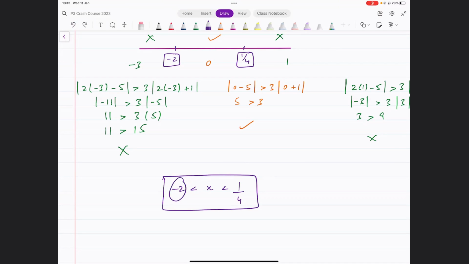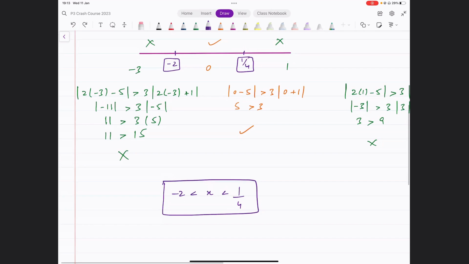So the smaller number is on the left side, the bigger number is on the right side, and you have these less than signs between these two numbers. और दरमियान में, in the middle you've got x. All right, this is your final answer for this.